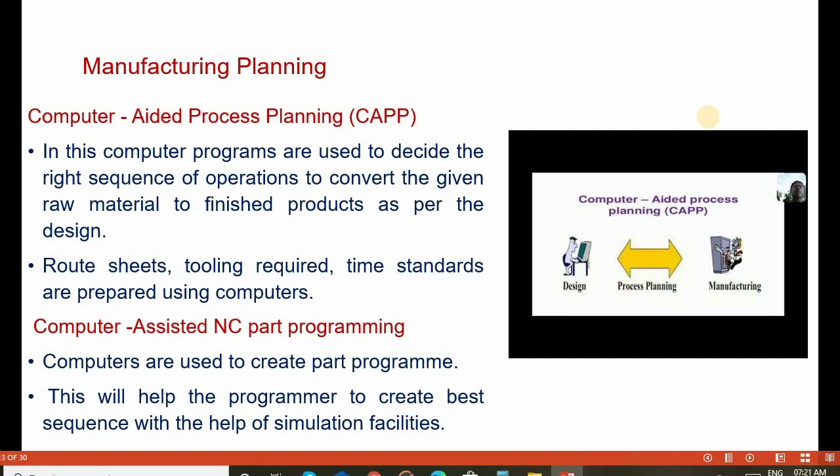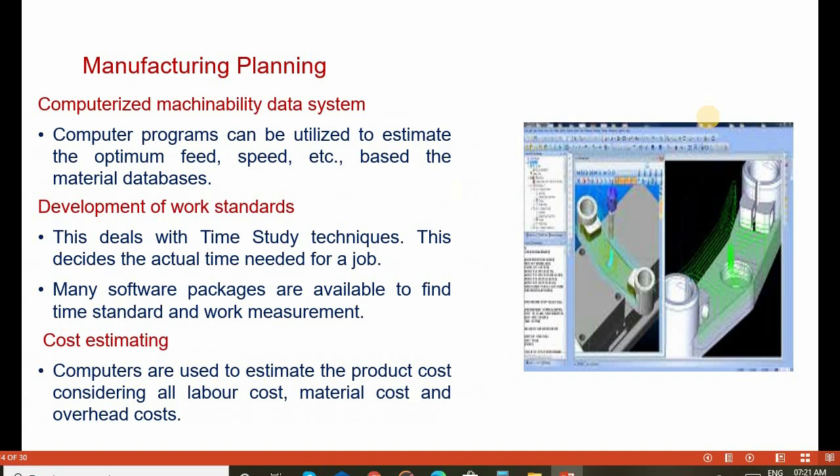So, computers are used to create the NC and CNC part programs. This will help the programmer to create the best sequence with the help of simulation facilities. The programs developed using NC and CNC part programming help the programmer to create the best sequence with the help of simulation facilities.